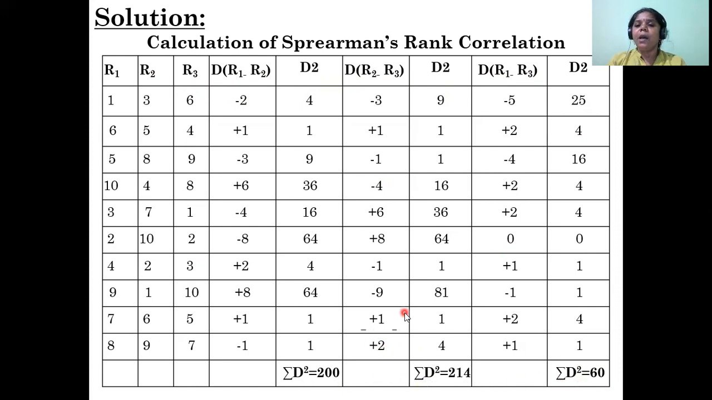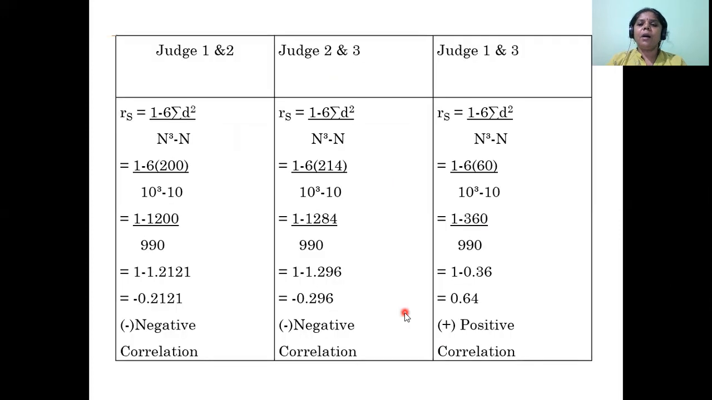Okay, students. Next, move on to the formulas. Judge 1 and 2, judge 2 and 3, judge 1 and 3. So again, we have to write the formula 3 times, that is 1 minus 6 sigma D square divided by n cube minus n. This is the formula for Spearman's rank correlation. Okay. So 1 minus 6 into what we are getting from the first and second judge.